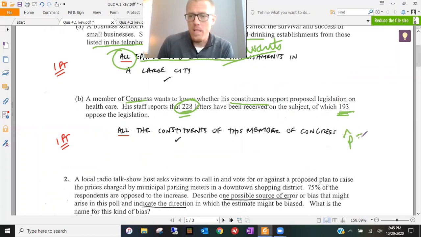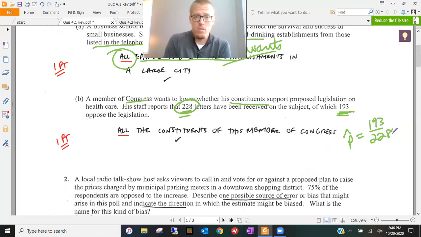That would be a sample p-hat. That would be later in the course. We'll talk a lot about this. This is the result of our study. We found out that 193 out of 228 opposed it. But that's not what the question is asking about. The question is asking about who do those 228 people represent?